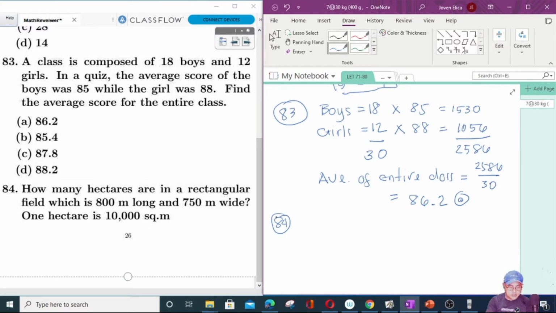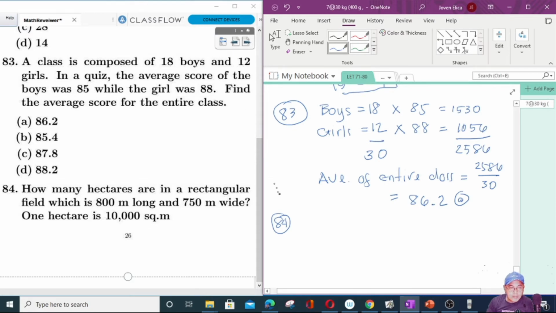How many hectares? 81, 82, 83, 84. Should be 85. How many hectares are in a rectangular field which is 800 meters long and 750 meters wide? How many hectares are in a rectangular field?